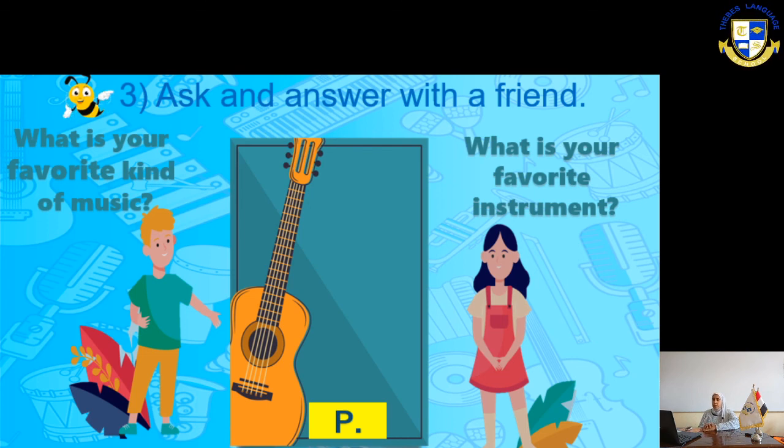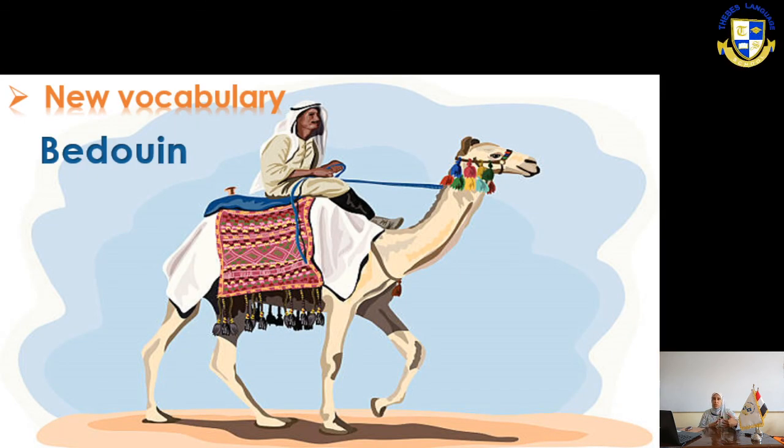New vocabulary. Bedouin. The people who live in the desert have an atmosphere in which they live. They use camels, they live in tents and so on, and we call these people Bedouin people. They live in the desert.